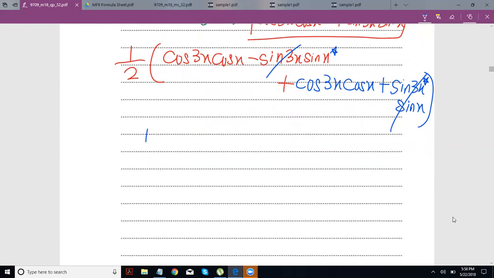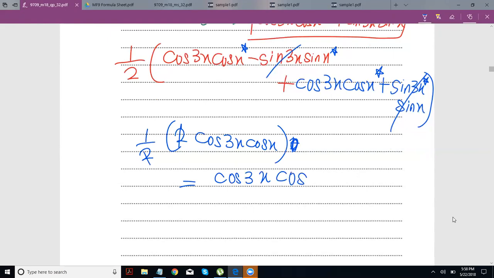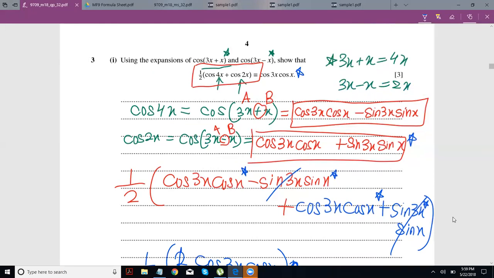Now, this would give you 1 upon 2 cos 3x cos x, because there were two of these, right? There was cos 3x cos x here and cos 3x cos x here. So if it's x plus x, you could give 2x. So it's cos 3x cos x plus cos 3x cos x. You can give 2 cos 3x cos x. You cut this, you get cos 3x cos x, which is, I believe, what they wanted you to show. Yeah, you're good.